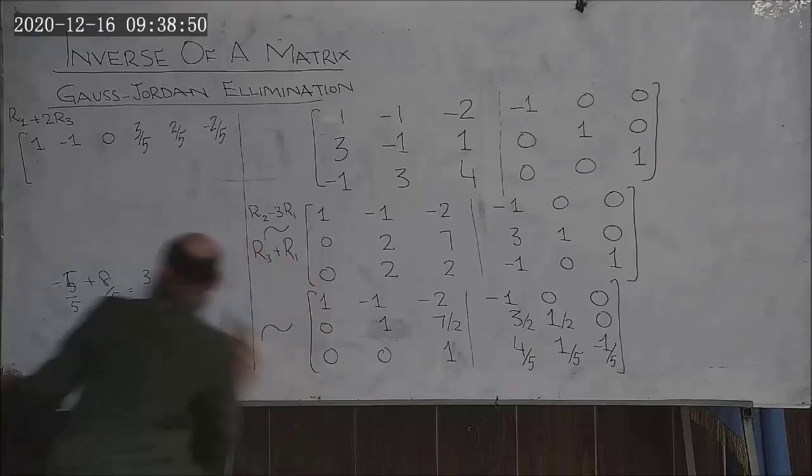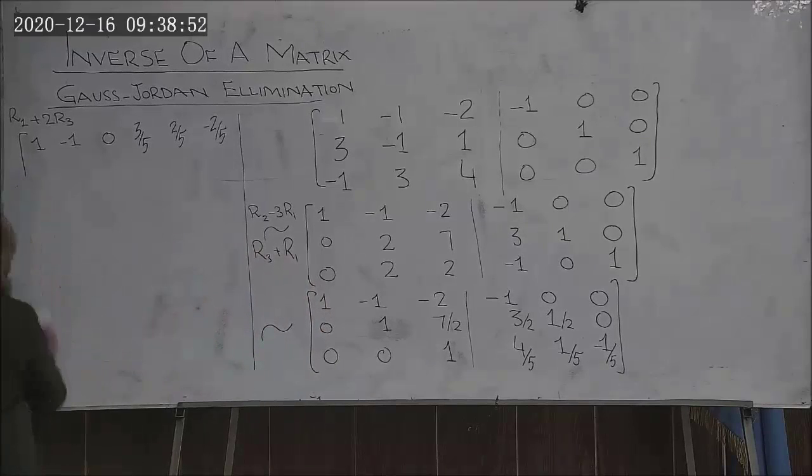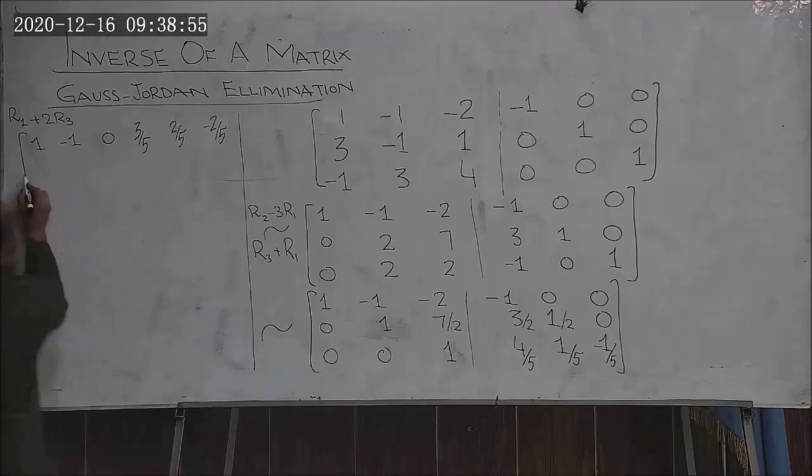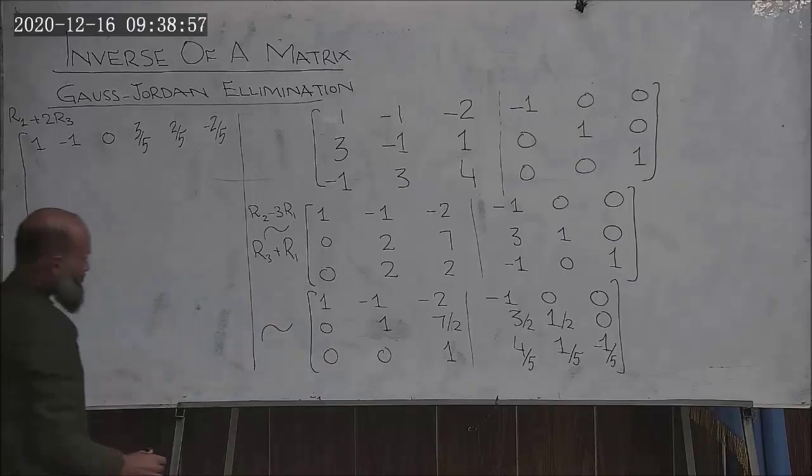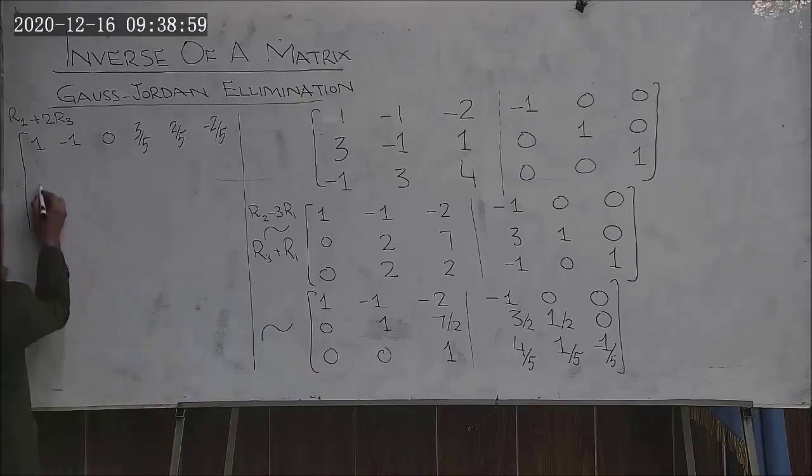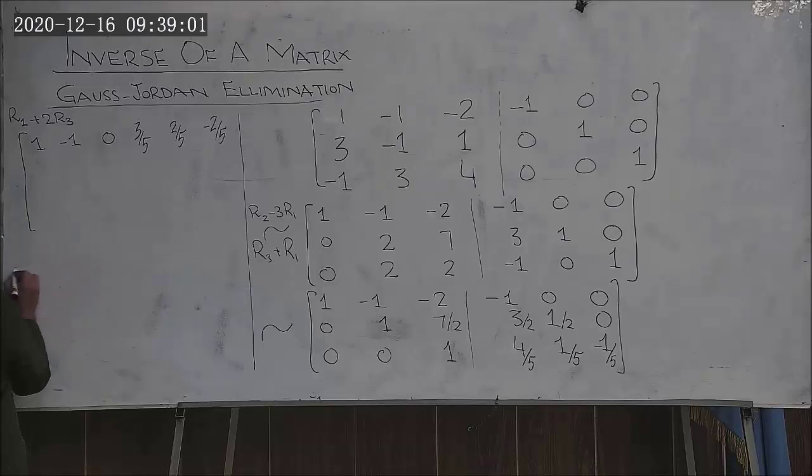So each of you would have some different elementary row operations. It is not mandatory to make these row operations. And then R2 minus 7 by 2 R3.